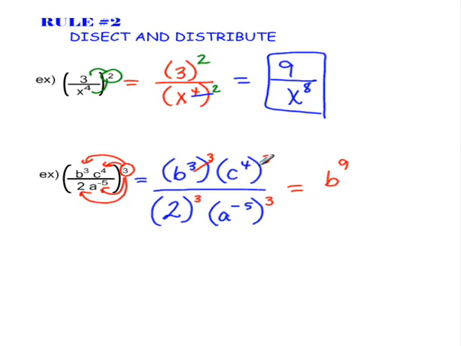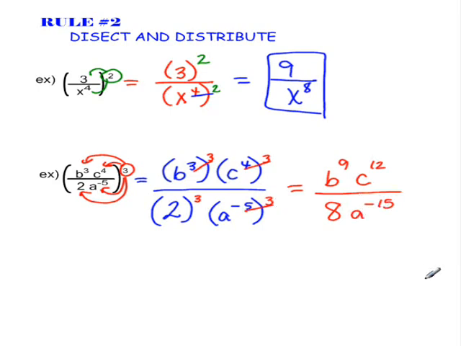c to the 4th, all to the 3rd power. Again, power to power, multiply. 4 times 3 is 12. That's on top. On the bottom, we've got a regular number of 2 to the 3rd power. That's 2 times 2 times 2, 8. a to the negative 5th raised to the 3rd power. Power to power again. Let's multiply. Negative 5 times a positive 3 is a negative 15.